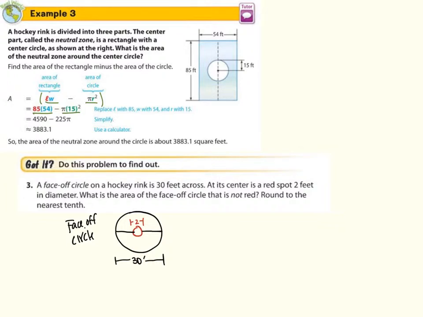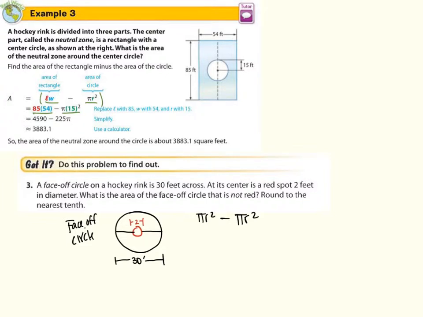So we're going to find the area of the big face-off circle, which is pi r squared, okay? And then we're going to minus the smaller circle, which is pi r squared. Even though this looks like it would cancel each other out because we're subtracting both the same formulas, hey, what do you know? That's what we got to do. Okay, so let's find the area of the big circle.